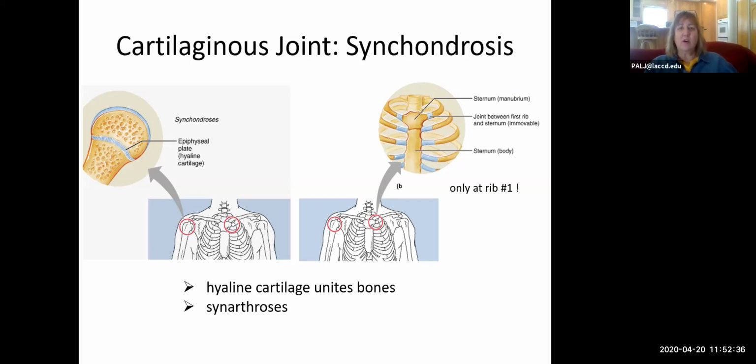Okay, and so with that, we are done with the classification and the first two types of joints. Synovial joints are much more complicated and there's a lot of structures involved, so that is going to be a different recording. So I want to thank you for all your hard work, and I will see you again shortly.